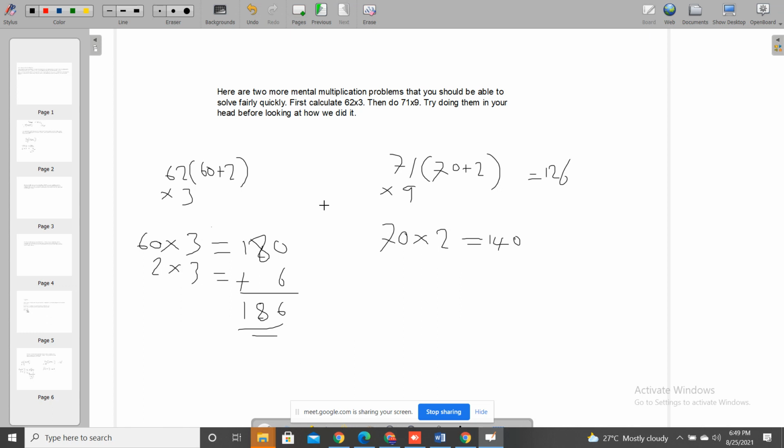Okay, now you have this. What is there? 9 times 2. 9 times 2 equals to what? 18. So you write that, you add them, so what will be the answer?